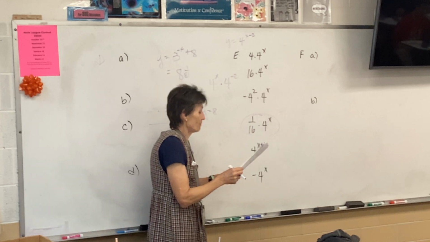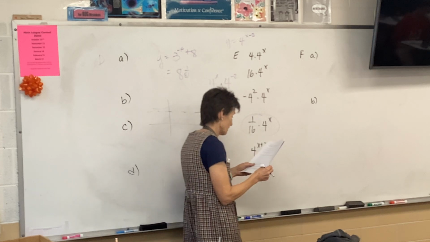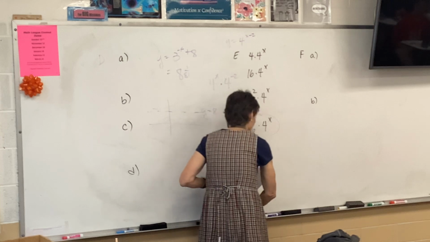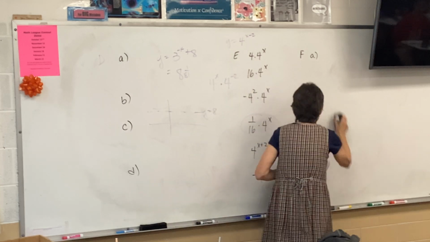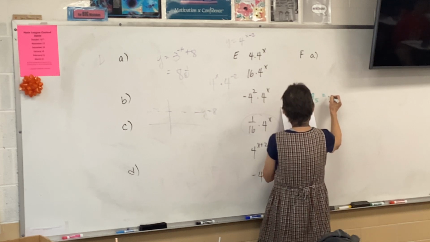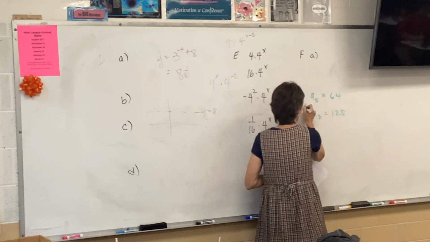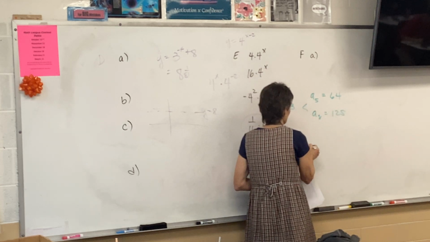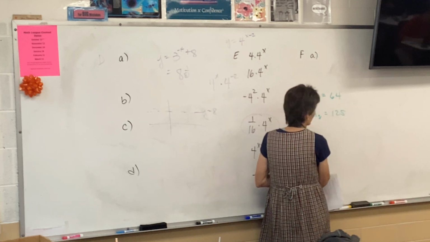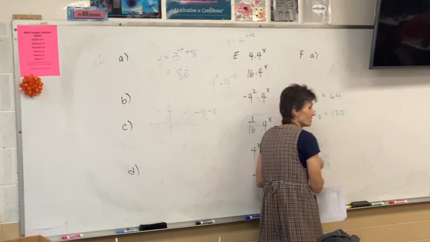And then F, if it's arithmetic, I don't know how to get this done, but if it's arithmetic, then the 5th term is 64, and the 8th term is 125. Okay, if it's arithmetic, we're gonna have 3 differences over here. And what's that total difference? 61. So the difference would be 61/3.